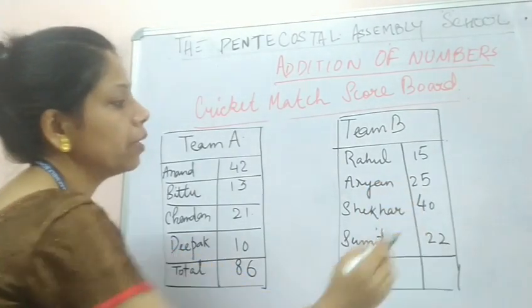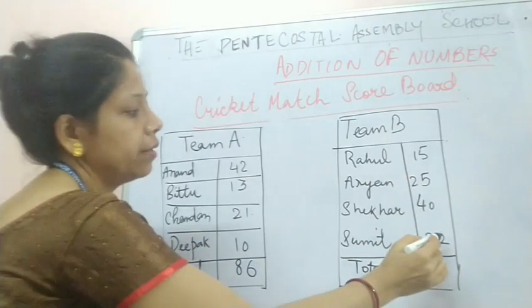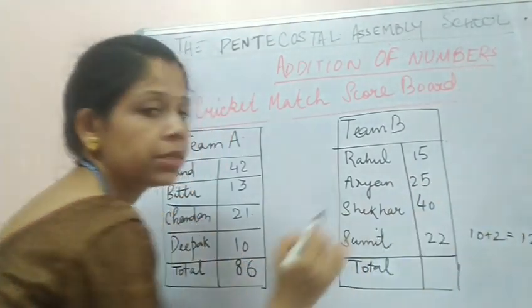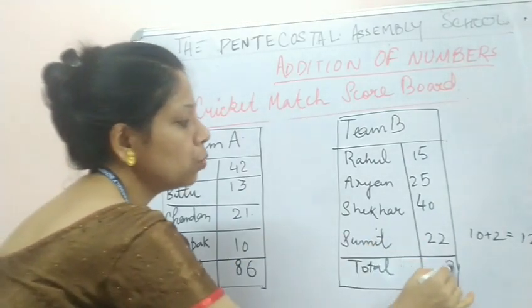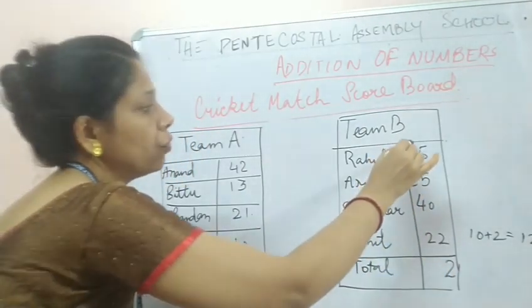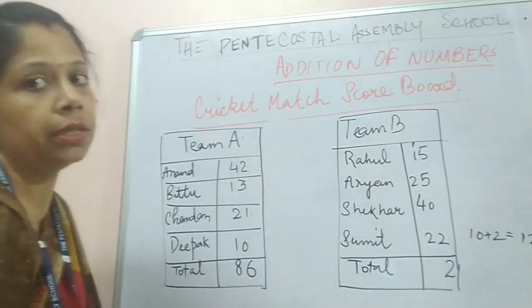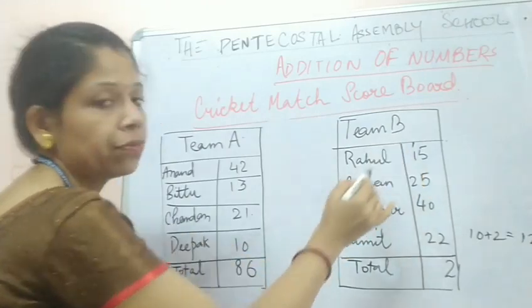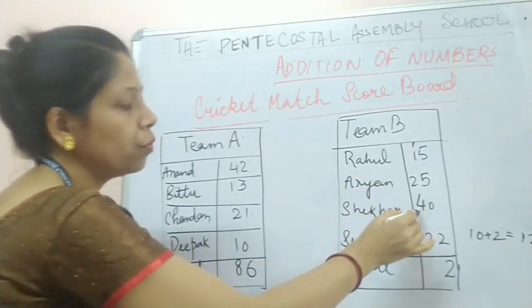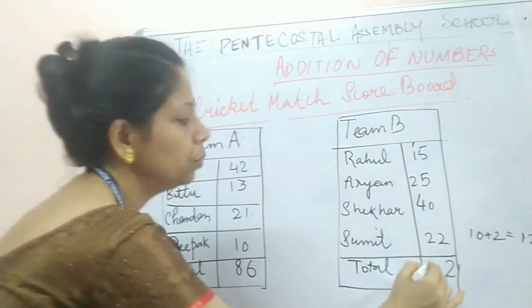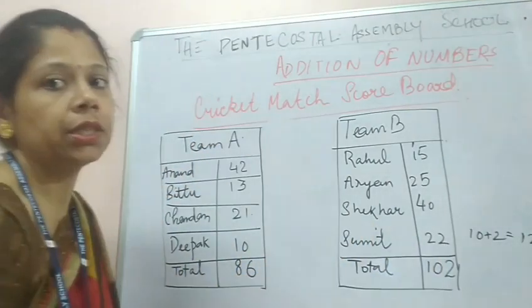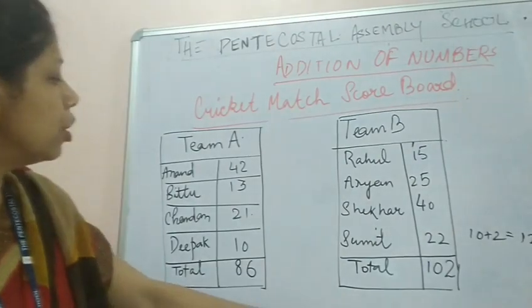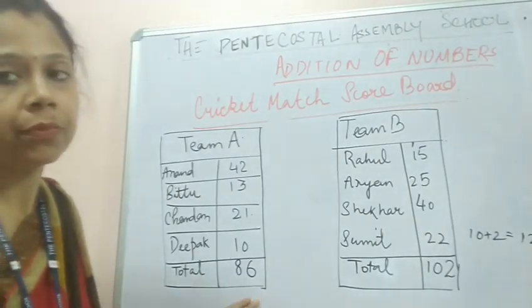Over here, 5 plus 5, 10. 10 plus 2, 12. Now this is a 2-digit number. So what we do? We put 2 over here and carry forward the 1 to the next place value. So it is 1 plus 1, 2. 2 plus 2, 4. 4 plus 4, 8. 8 plus 2, 10. So which team has won the match? It is team B, isn't it? Because team B has scored more than team A.